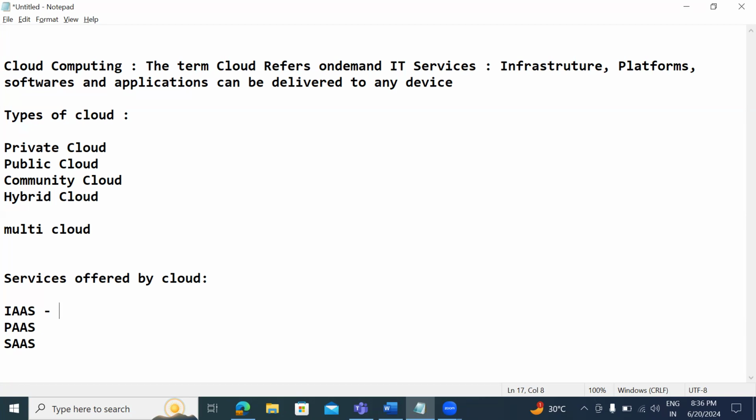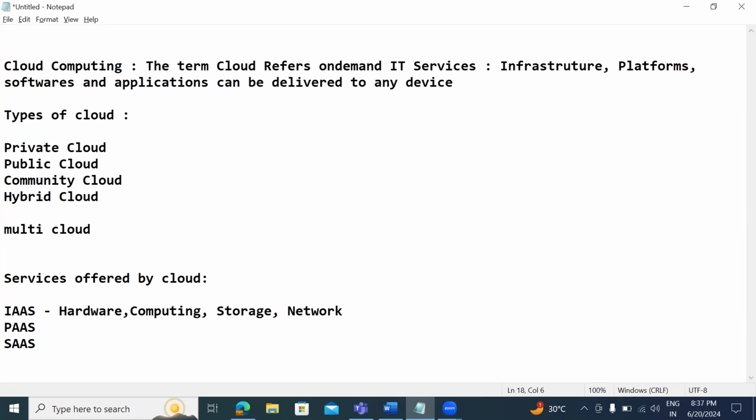We are going to get the hardware. Then we are going to get storage. We are going to get network kind of resources. In IaaS, we are getting hardware like CPU and memory, which we may call computing. Storage related, networking related, all these we are going to get.